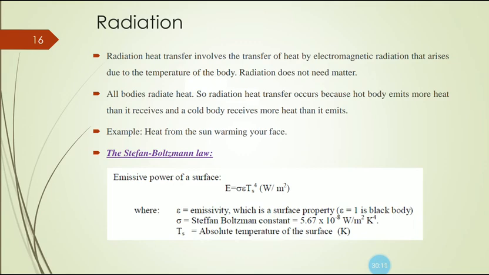So what is the mathematical representation? It is given here: capital E equals sigma epsilon Ts to the power 4. This epsilon is the emissivity, which is a surface property. This epsilon equals 1 in case of a black body. What a black body and a gray body are, the different kinds of bodies, we'll discuss in detail while studying the radiation chapter. Now this sigma is the Stefan-Boltzmann constant, and it has a constant value: 5.67 times 10 to the power minus 8 watt per meter square K to the power 4.